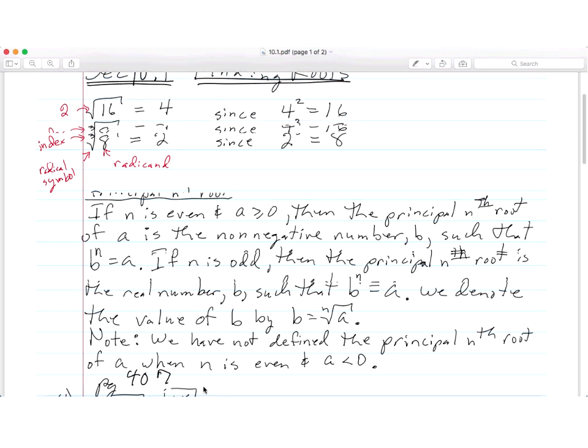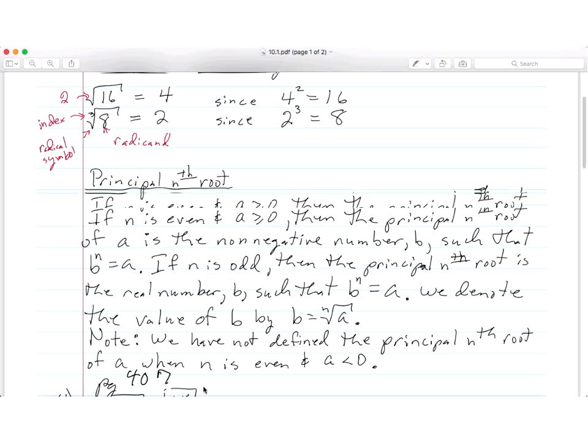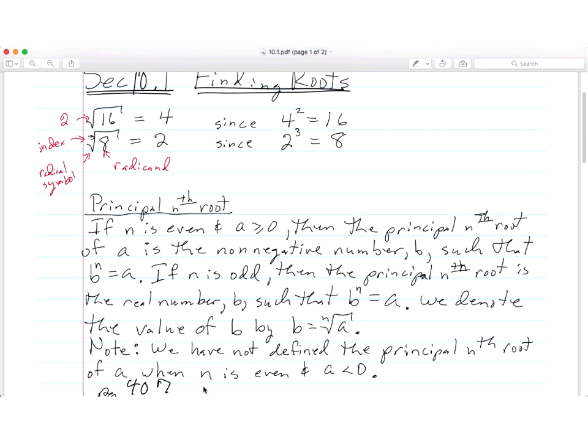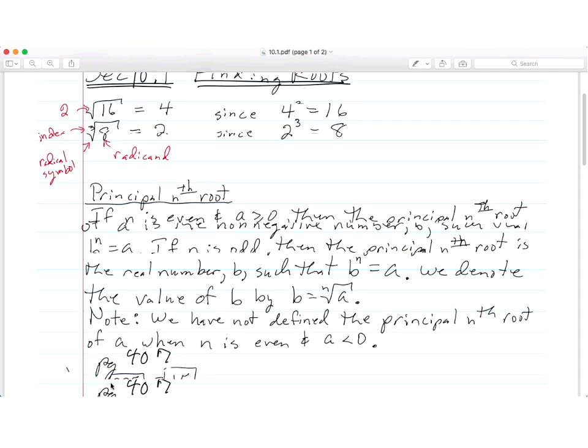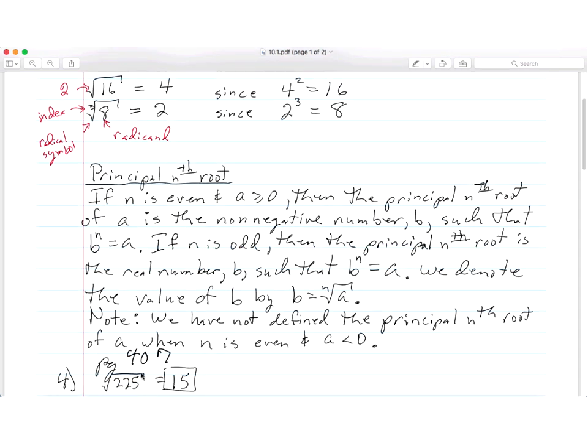So let's do on page 407, problem number 4. In exercises 1 through 16, find the principal square root of the number 225. So the principal square root of 225 is, well, that non-negative number such that its square is 225. Well, 15 squared is 225. Therefore, the square root of 225 is 15.